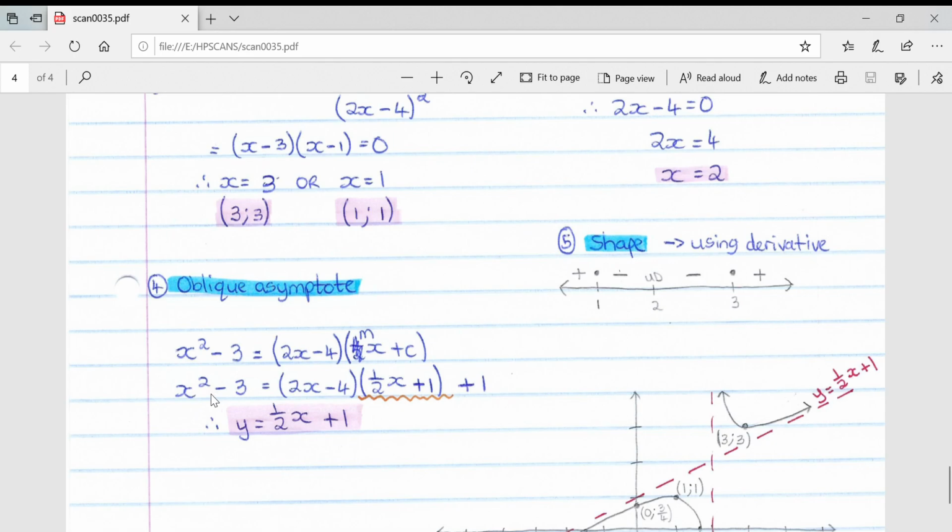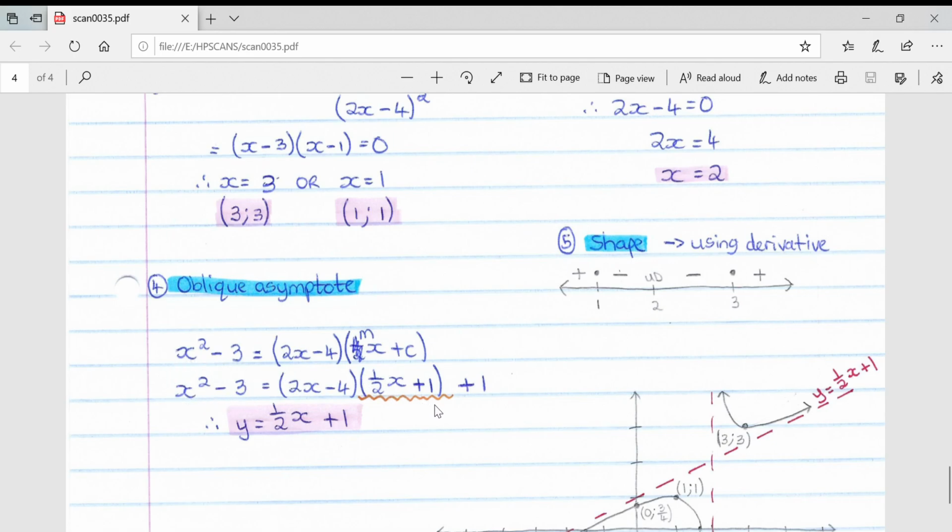So you first look at your x squared terms. What do I multiply 2x by to get 1x squared? You work out that you need to multiply it by a half x, because 2x multiplied by a half x is equal to x squared, so you've satisfied that.